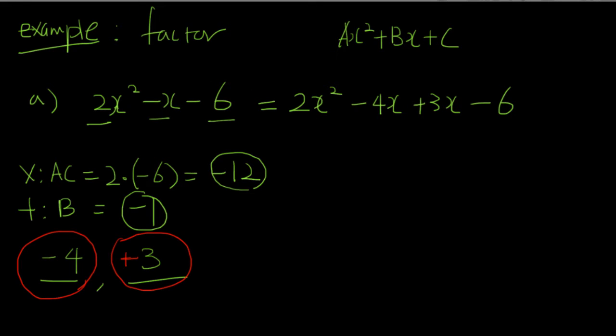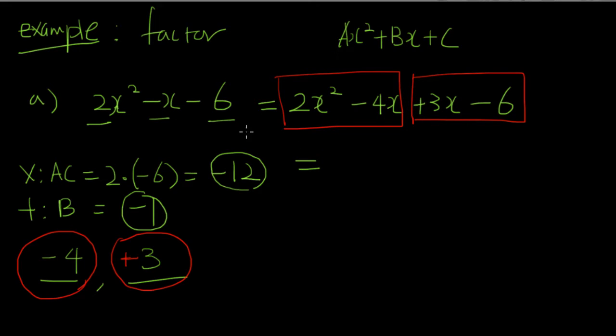Now we're going to group, right? We're going to group these two together and these two together, right? Okay, so what do we have in common? Well, we have 2x in common. When we factor out the 2x, this would be x negative 2.